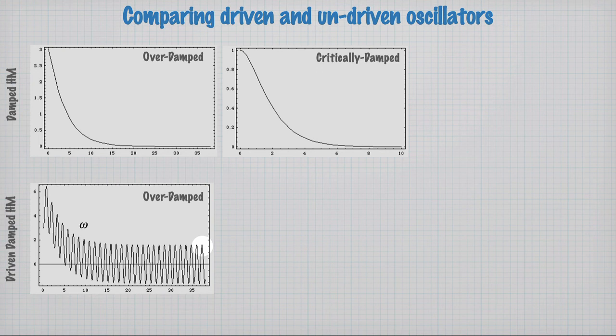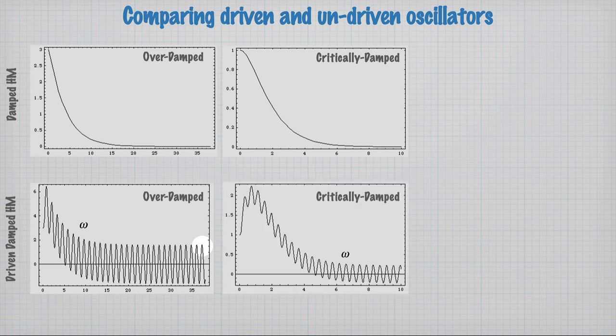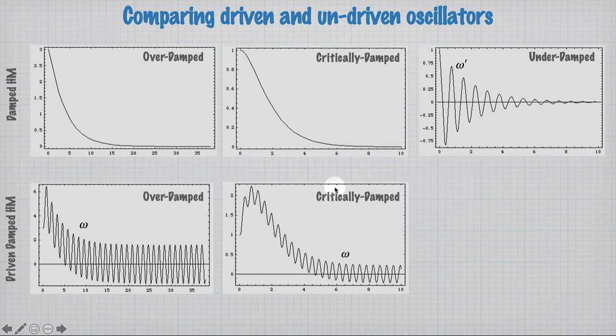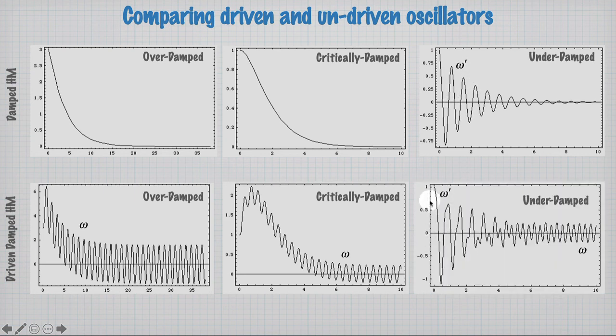For a critically damped system, it looks kind of similar. And for an underdamped system, now you have a natural frequency of oscillation, which is omega dashed. In this case, probably pretty close to omega naught. And then when you add the driving, you see you get some mixture of these two things. So at short times, it's pretty complicated. In this case, omega dashed is a lower frequency than the driving frequency omega. But it doesn't have to be that way.